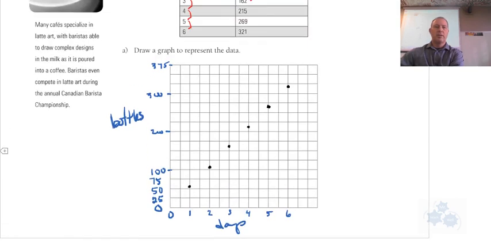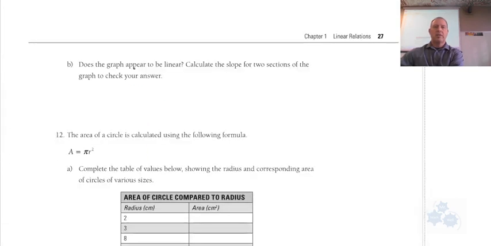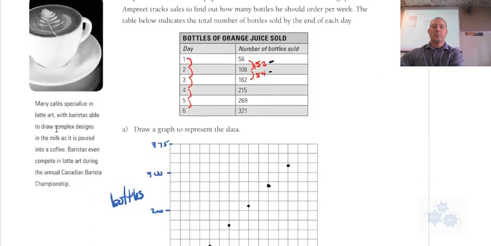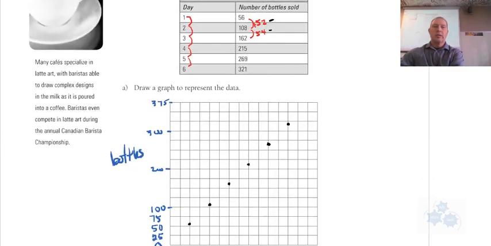So let's see what B says. B says, does the graph appear to be linear? Well, kind of, say yes. Calculate the slope for 2 sections of the graph to check. So let's calculate the slope of 2 sections. We can go back to our data table here. Remember how we did this before? Let's calculate the slope of this first section, and then we'll calculate the slope of another section. Let's just take these two.